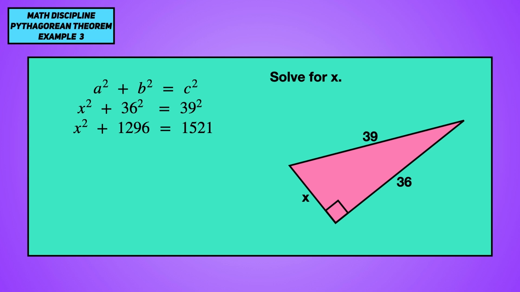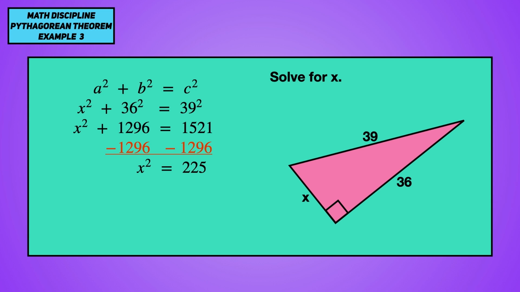Now, in order to solve for x, we need to isolate the variable x on one side of the equation. In order to do that, let's get rid of the 1,296 on the left side of the equation by subtracting both sides of the equation by 1,296. This gives us the equation x to the second power equals 225.